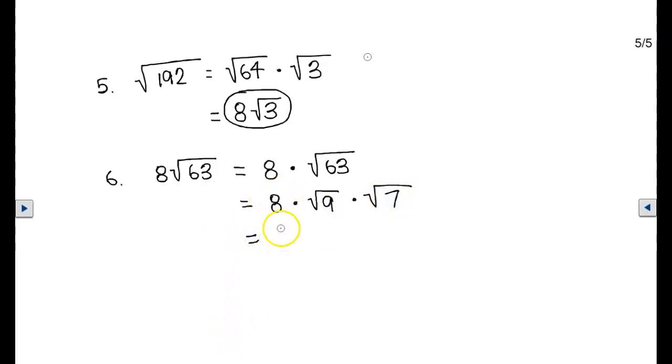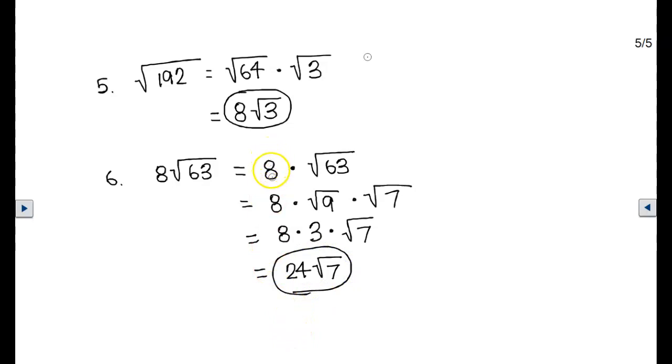Now, this 8, again, is just going to wait on me. What number times itself is 9? That would be a 3. What number times itself is 7? Have no idea. So I have 8 times 3 times the square root of 7. I can go ahead and multiply the 8 times the 3 and get 24. So 24 square roots of 7 would be the simplified version. Notice that 8 that's outside of the square root just hangs out and waits on you until you get the square root of 63 simplified.